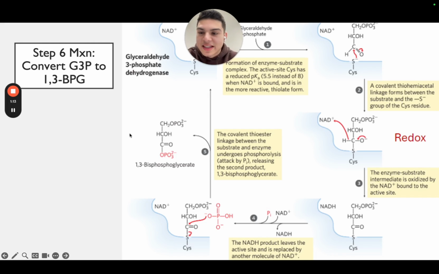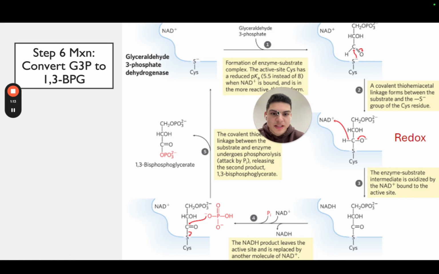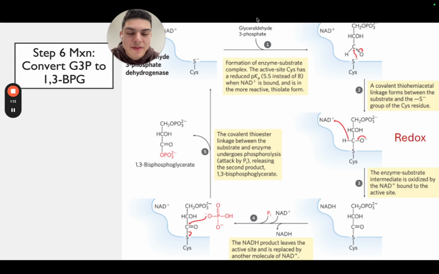So this is the step 6 mechanism where we're converting G3P into 1,3-bisphosphoglycerate. You guys don't really need to know this super, super in depth, but it is good to know because it could be one of those little details that they test you on. So I recommend going over it. Basically, I'll just go through it really quickly. You can skip the section if you want.